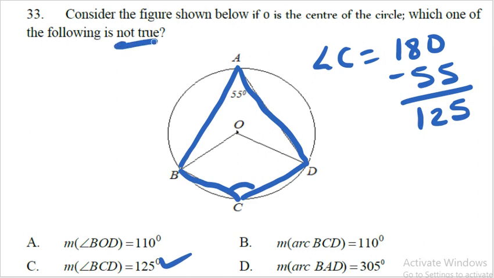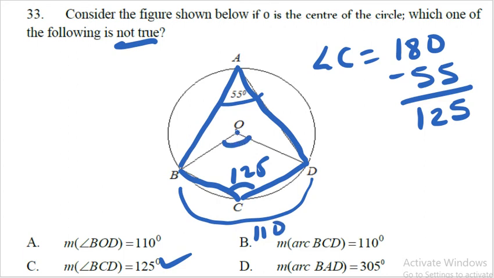But which one is not true? This is 125. But this angle 55, you can double it and you get this arc. This arc is going to be double of 55, which is 110. And that means angle O is the central angle. As you see, O is the center of the circle. So it is the same as the subtending arc. This arc is the subtending arc. This one is the arc BCD, that is 110.